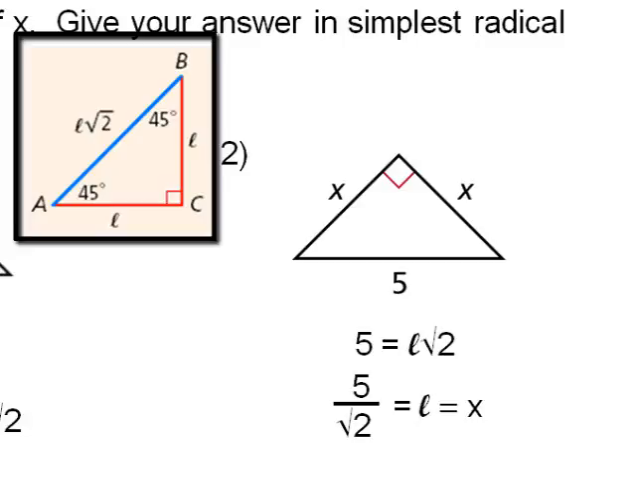So since L is equal to 5 over square root of 2, notice L in the theorem is across the 45-degree angles. And if we look at our problem, across the 45-degree angles is our variable X. Those sides have to measure what it says in the theorem, which is L. So both of those sides are 5 over square root of 2.